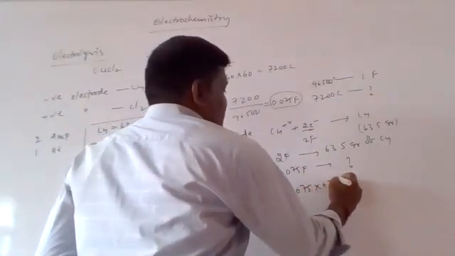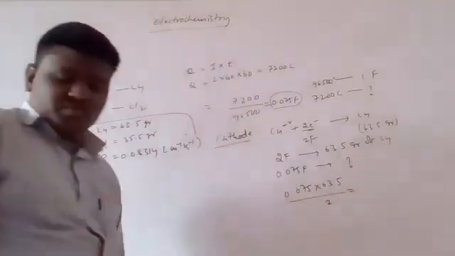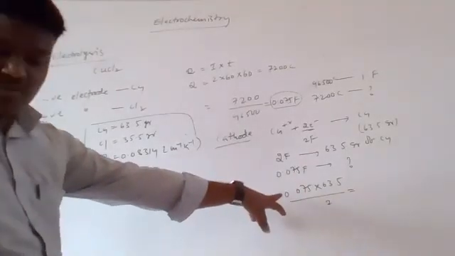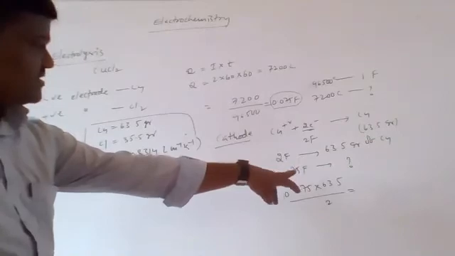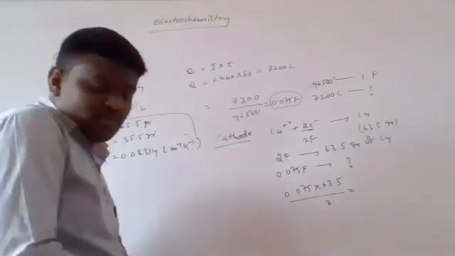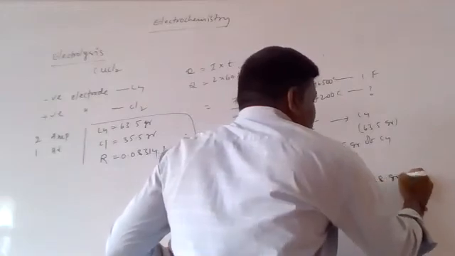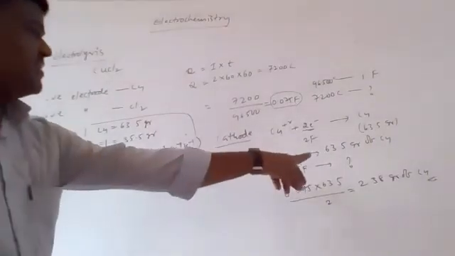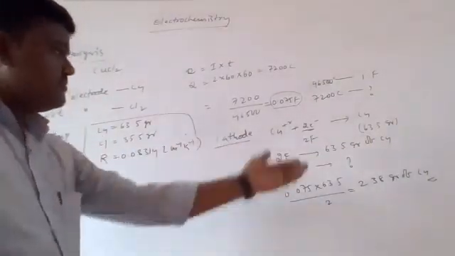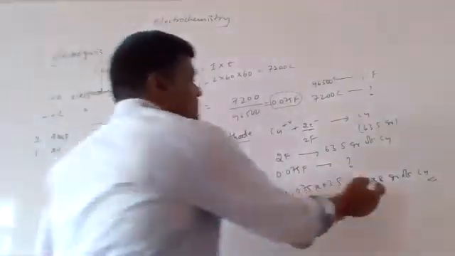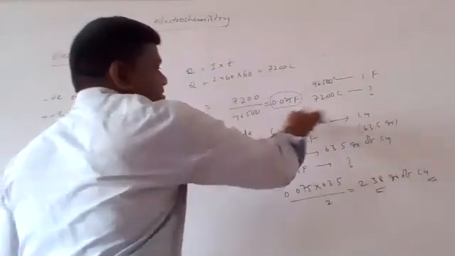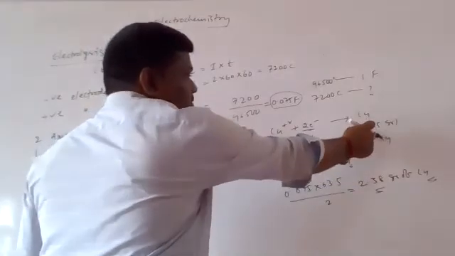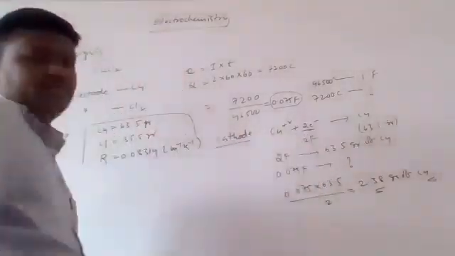0.075 into 63.5 upon 2 is equal to 2.38 gram of copper will be deposited at the cathode. To find the weight of copper: first coulomb, then Faraday, then the reaction, with the number of electrons 2 moles meaning 2 Faraday for 1 mole of copper. From that Faraday, find how much copper is deposited.